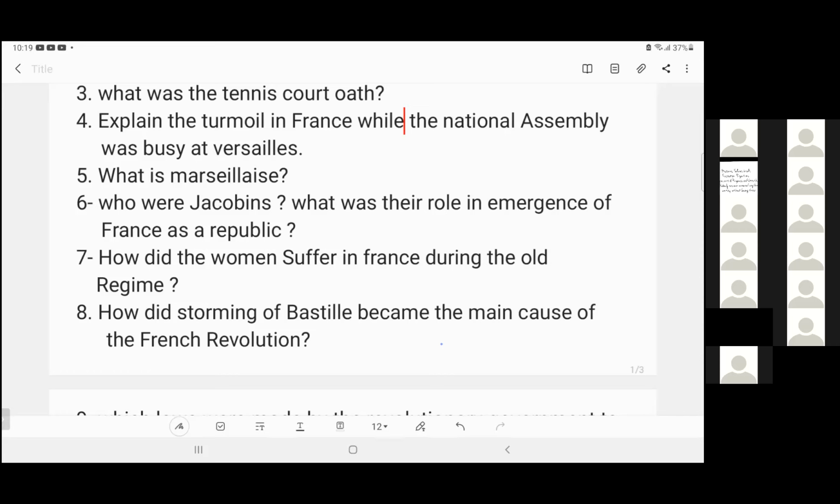Yes, ma'am. An oath was held on 20th June 1789, and the people of the third estate declared themselves a national assembly, and they swore not to disperse till they had drafted a constitution for France that would limit the powers of the monarch. Yes, this is the correct answer.